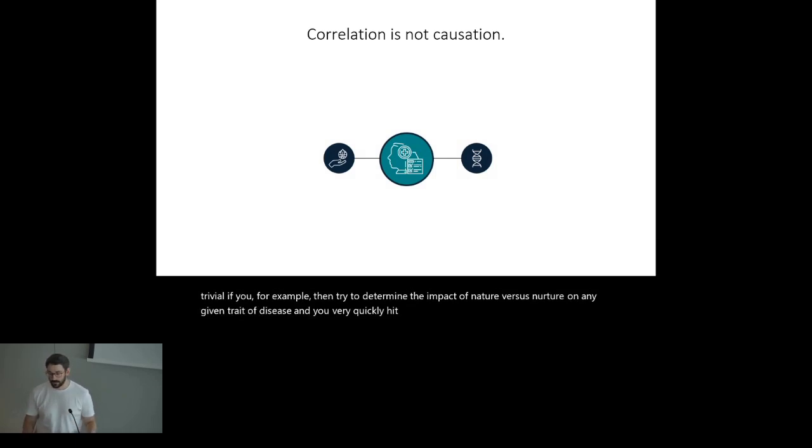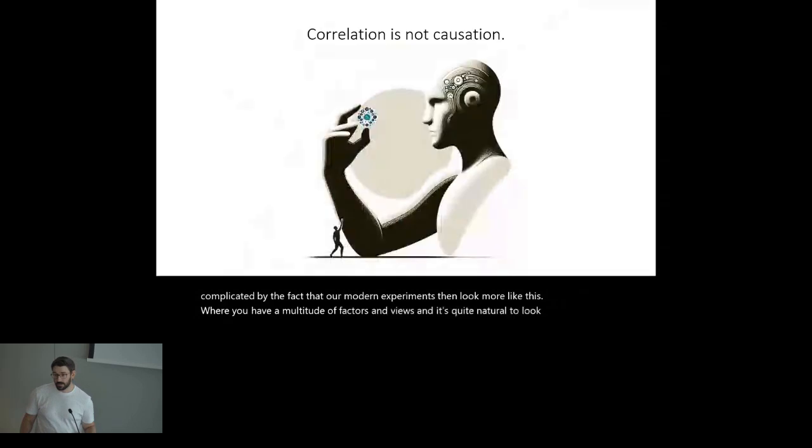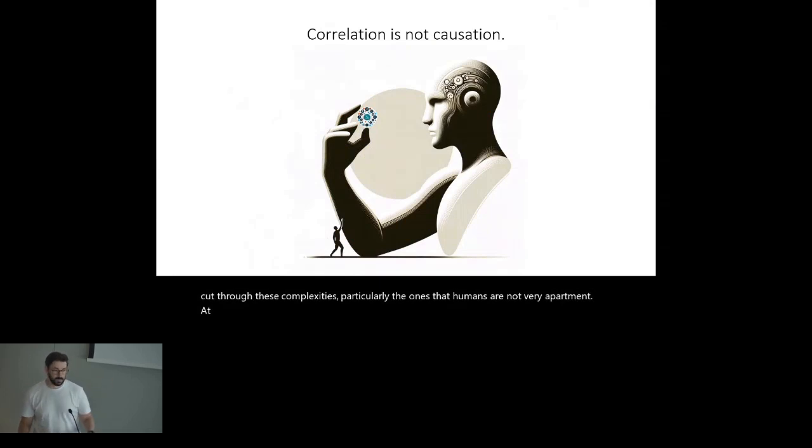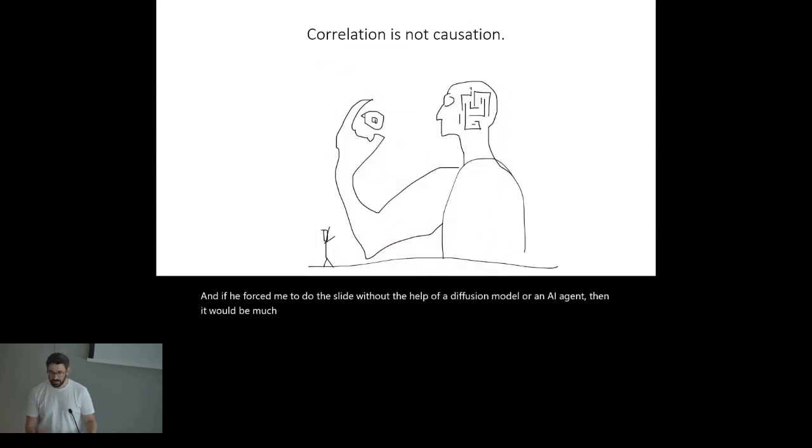the curse of dimensionality. And this is often complicated by the fact that our modern experiments then look more like this, where you have a multitude of factors and views. And it's quite natural to look to AI to help us cut through these complexities, particularly the ones that humans are not very apt at tackling, in the same way that a nice diffusion model helped me create this nice illustration. And if you forced me to do the slides without the help of a diffusion model or an AI agent, then it would be much less impressive.